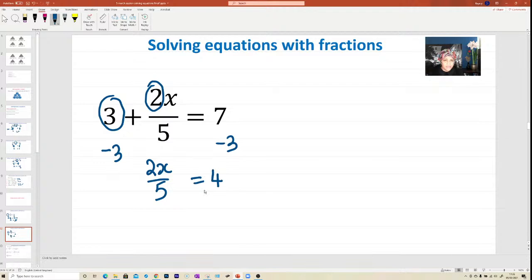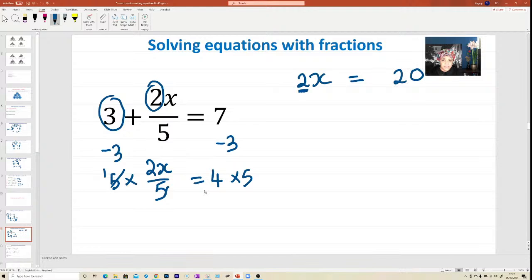Which one should we get rid of first? I think we should get rid of the 5. There is no better way to do it. You can get rid of the 2 first, but I prefer to get rid of the denominator first. So times 5 and times 5. Don't forget to balance. So 5 divided by 5 is 1. Now if I bring it up here, I have 2x on that side. So 2x is equal to 4 times 5, which is 20.